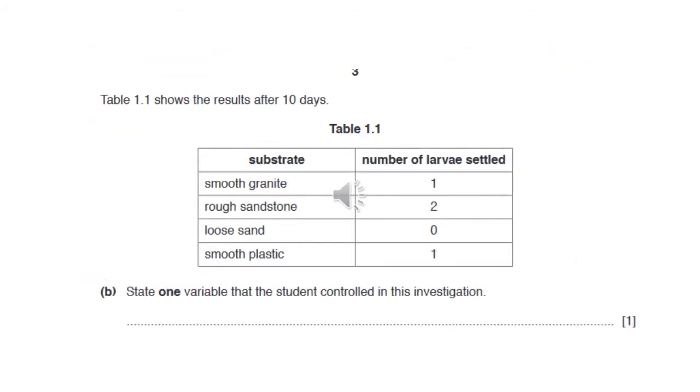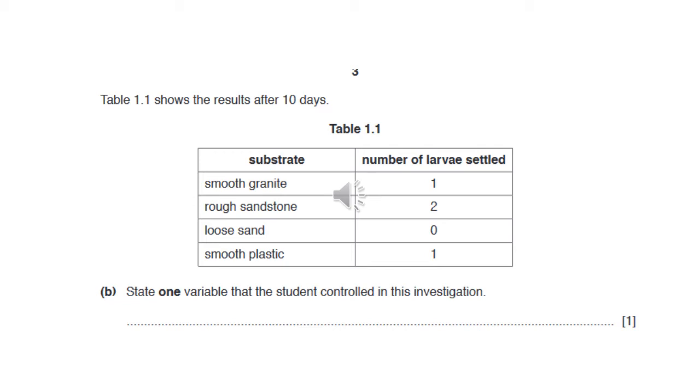So this shows the result after 10 days, and these are not very impressive results, which we'll get into later in the paper. But the question here is, state one variable that the student controlled in this investigation. And this is quite important, because there's actually quite a few that they can control. They have controlled the barnacle species. You can get a point for saying that. You can say they control the age of the larvae they put in. There's a point in that.